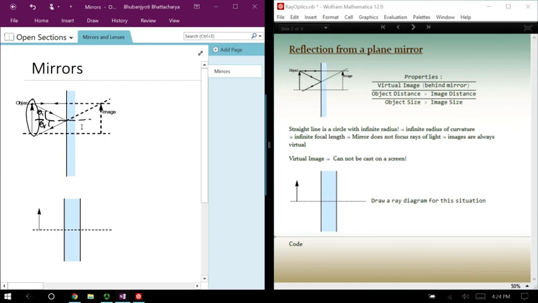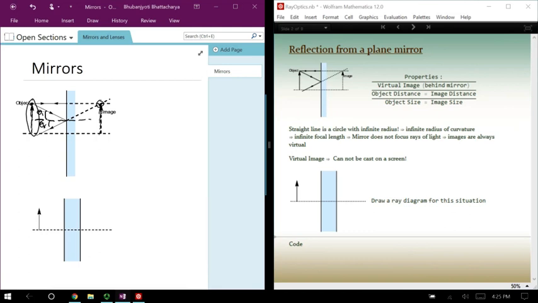And so after reflection, these two rays of light seem like they're coming from this point over here, and hence that point is the image of the object, right? And by extension, we can say that this entire object will then form an image right over here. Okay, so this is how images are formed with plane mirrors.